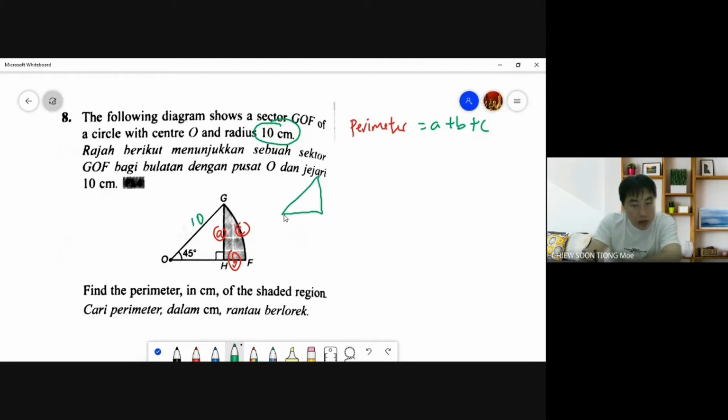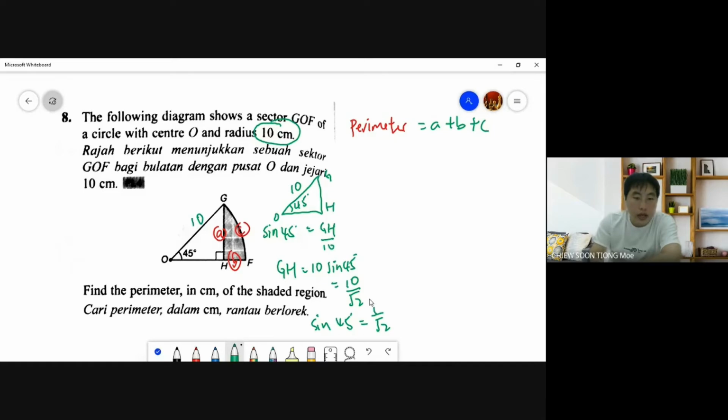What method you want to use? We're using the sin, cos, and tangent. Okay, this one is 10. So sin 45 equals to, this one is GH, GH divided by 10. Okay, so GH equals to 10 sin 45. So your answer will be 10 over square root 2, because sin 45 equals to 1 over square root 2.